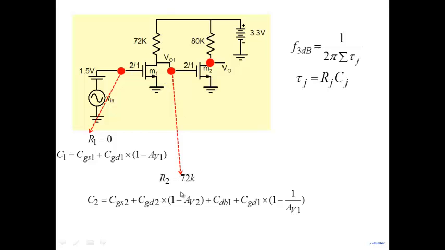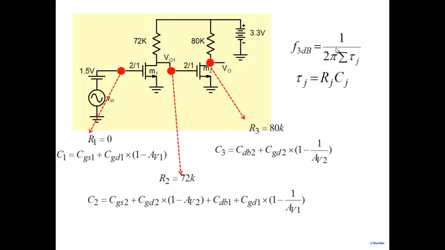So you multiply them together, you get this second time constant. And then you look at this one, net resistance is 80K, and the net capacitance at this node is drain to body and gate to drain of the 2 multiplied again by 1 minus 1 by AV2, which is the Miller's effect. So all you do is you multiply these two together, multiply these two together, multiply these two together, sum them up, and you get the value of the 3 dB frequency.